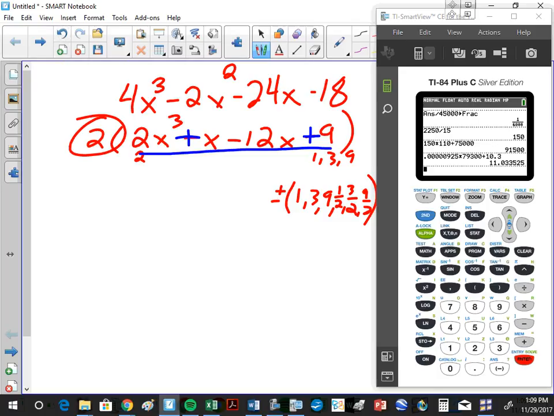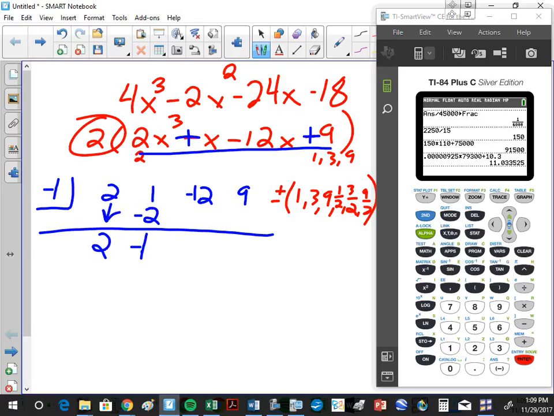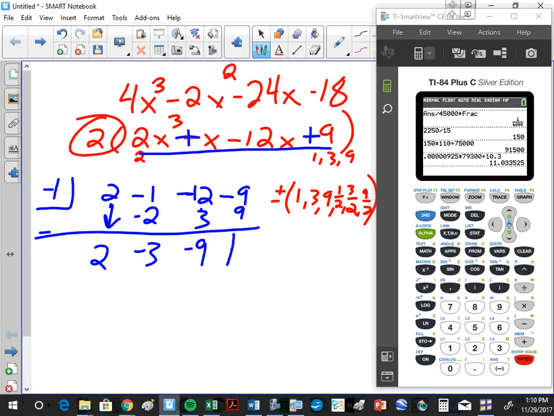So negative 1 works. 2, 1, negative 12, and 9. Drop the 2. Negative 2, negative 1. Wait a minute. Did I do something wrong? Oh, yeah. The original signs were negative, negative, and negative. So negative 2, negative 3, 3, a negative 9, a positive 9, and a 0. So I have x is equal to negative 1.